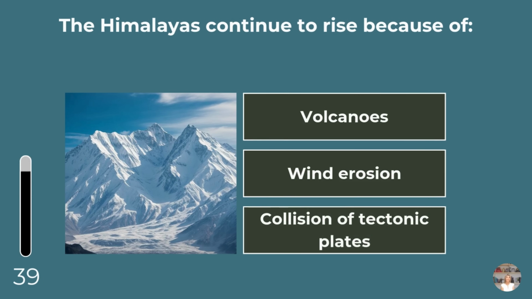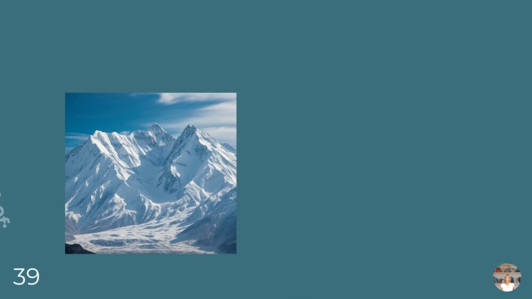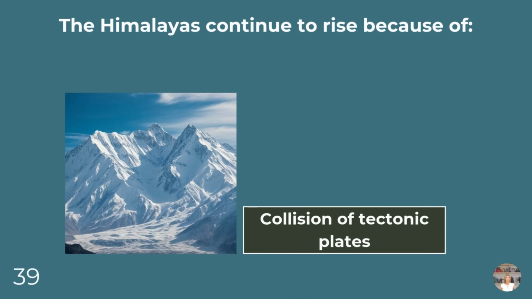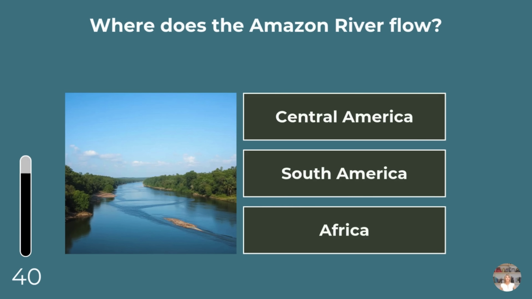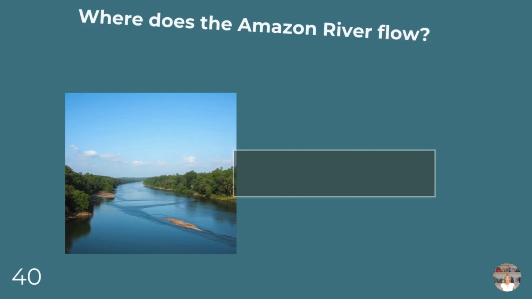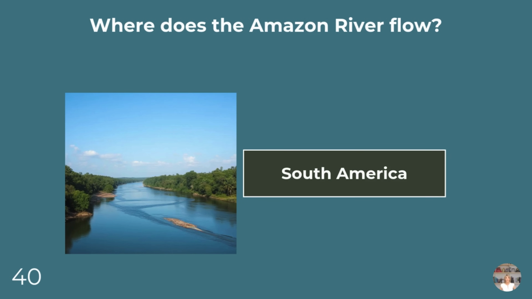The Himalayas continue to rise because of volcanoes, wind erosion, or collision of tectonic plates? Collision of tectonic plates. Where does the Amazon River flow? Central America, South America, or Africa? South America.